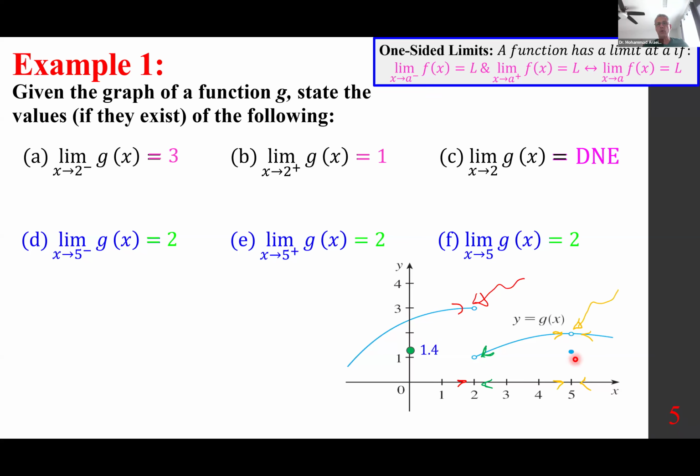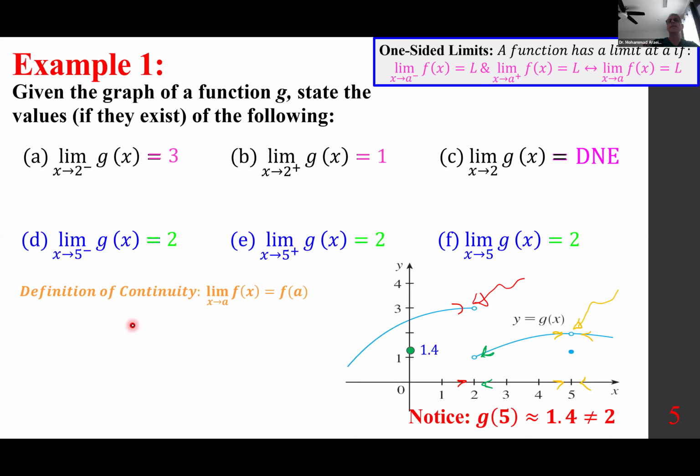Now, let's assume this point has a y coordinate 1.4, which indicates the functional value is 1.4. G of 5 is 1.4, but it's not equal to the limit. So it still makes it discontinuous, because the definition of continuity indicates the limit of f of x as x approaches a equals f of a. In other words, the limit and the functional value are identical. The limit does exist, otherwise it doesn't.